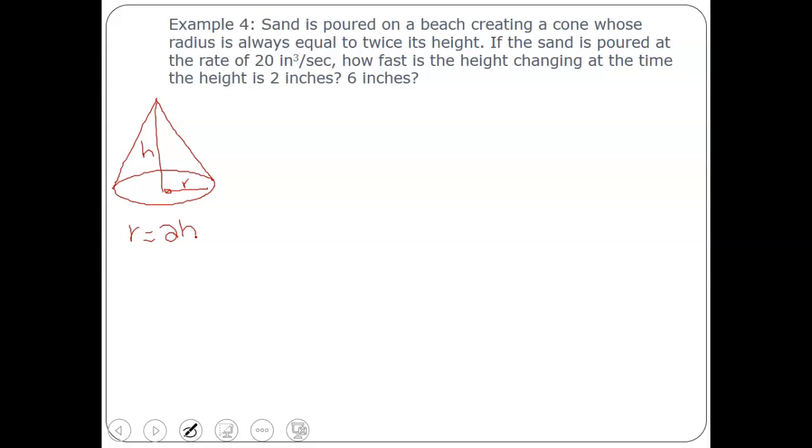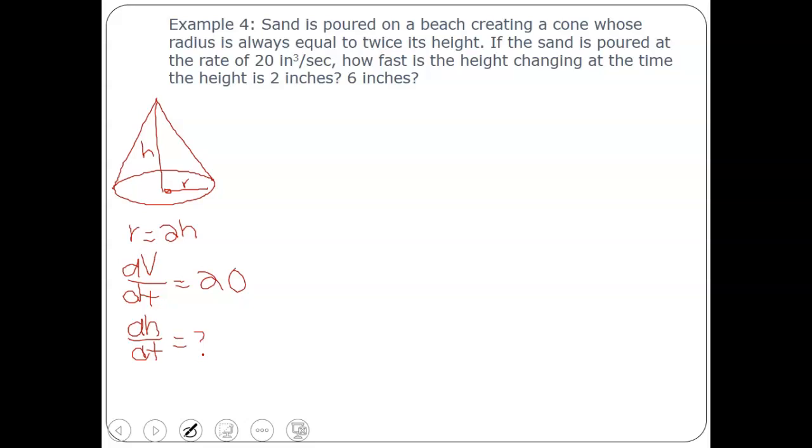If the sand is poured on at a rate of 20 inches cubed per second, that's my dV/dt. It's being poured on, so it's increasing, so it's positive. How fast is the height changing? So we're looking for dH/dt, at the time when the height is 2 inches, and when the height is 6 inches. We know dV/dt, and we have a relationship between radius and height.